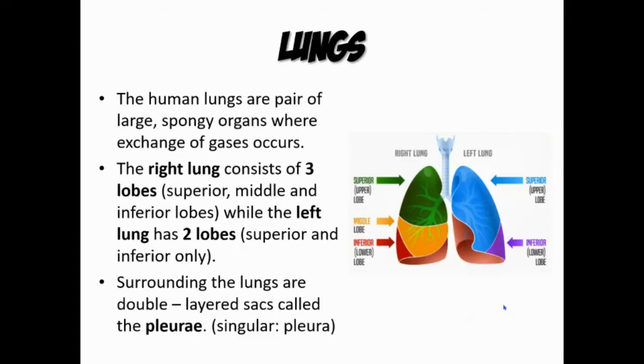So pag sinabi nating lungs, they are a pair of large spongy organs where exchange of gases occurs. So kapag sinabi nating right lung, it consists of 3 lobes. Meron tayong superior, middle, and then inferior lobes. Nakikita naman natin. And then sa left lung, meron lang tayong 2 lobes, which are the superior and then inferior. Surrounding the lungs are the double-layered sacs called the pleura.